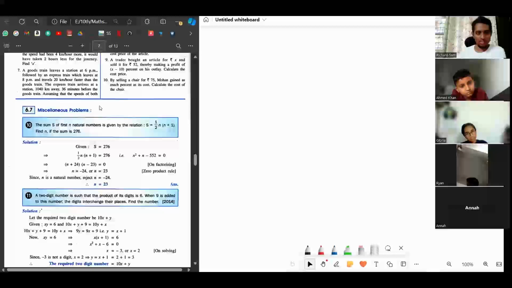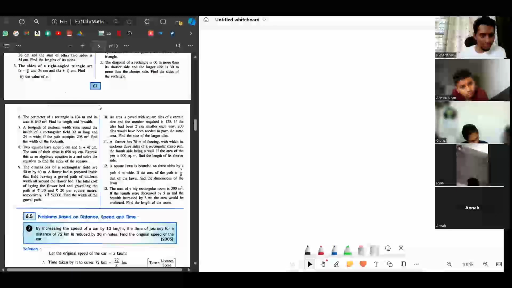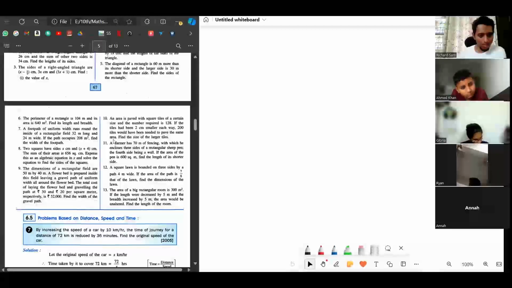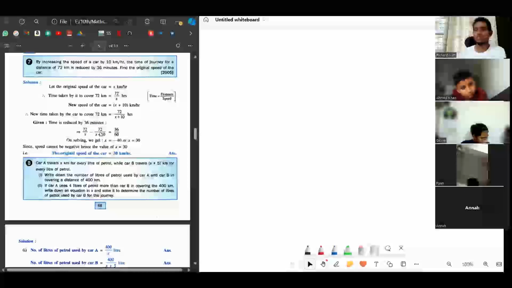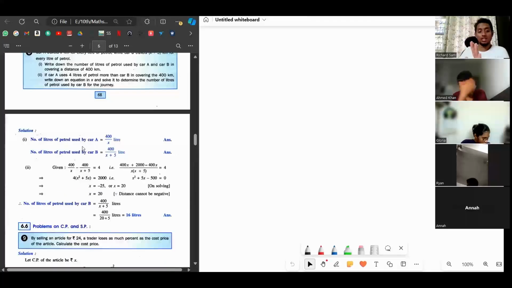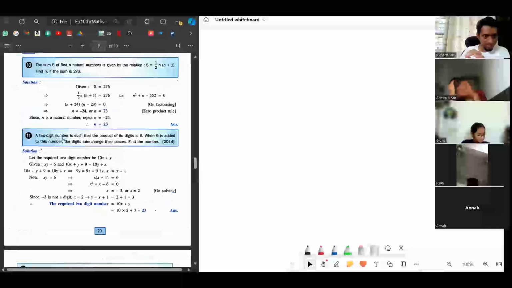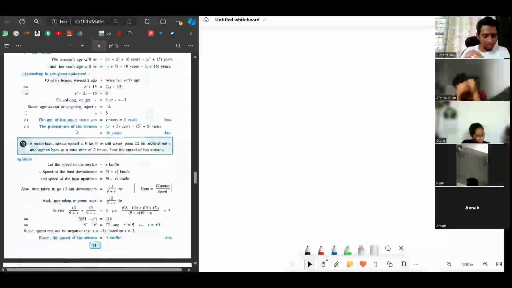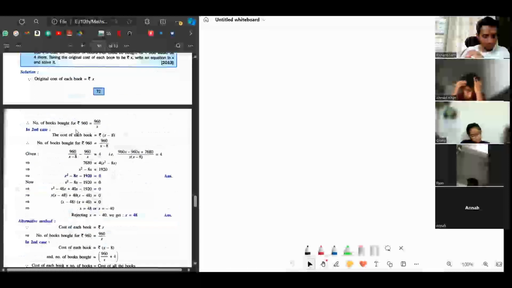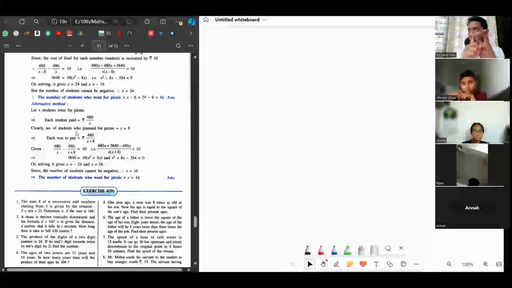And lastly, you have age problems. Age problem means the father is this old, the son is this many years younger than the father, and after these many years, what will be their ages? Like that. So age-based questions are also very important in this chapter. That comes in miscellaneous. So the most important questions from this chapter are age problems and speed problems.